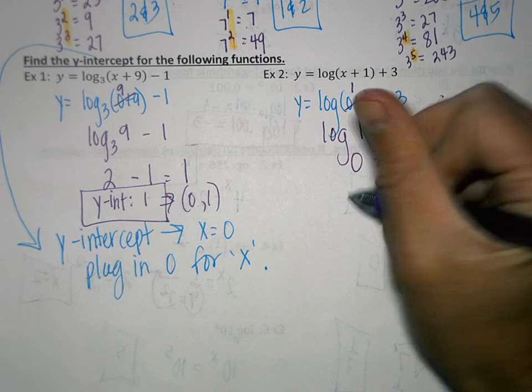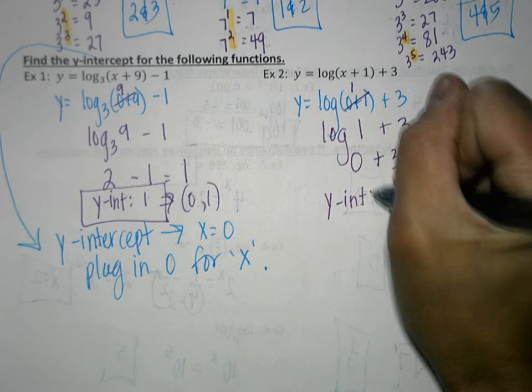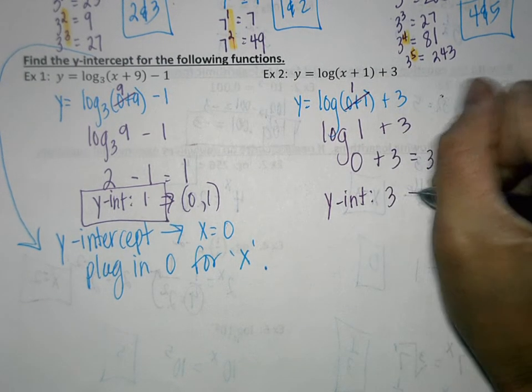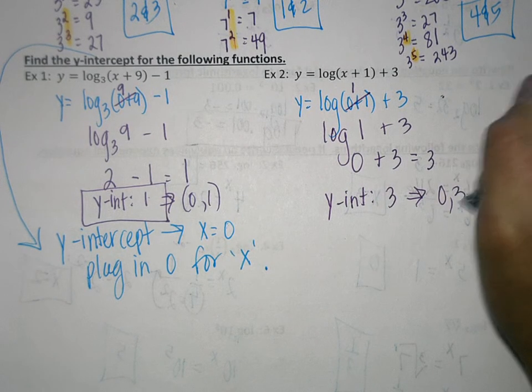This means that my y-intercept for this problem is 3. Or we could think of this as (0, 3) as the ordered pair on the graph.